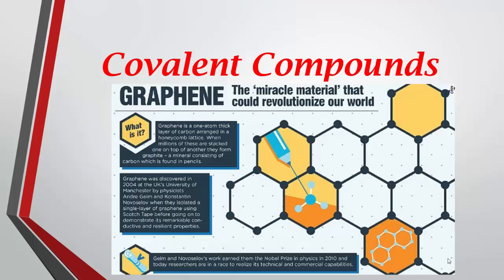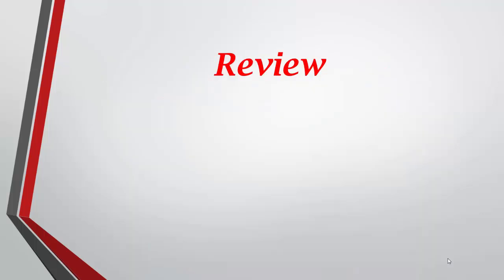And actually, a couple of years ago, some folks won the Nobel Prize for graphene, which is covalently bonded carbon in hexagon shapes, one atom thick. This is a very good conductor of electricity, very, very flexible, very, very strong, and people are talking about this revolutionizing our electronics. So to review covalent bonding, covalent bonds share electrons.